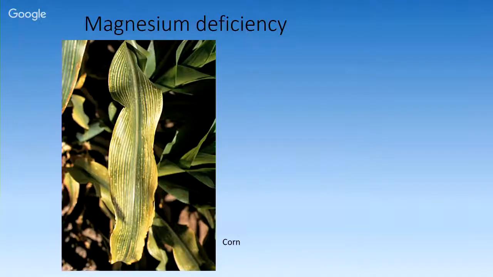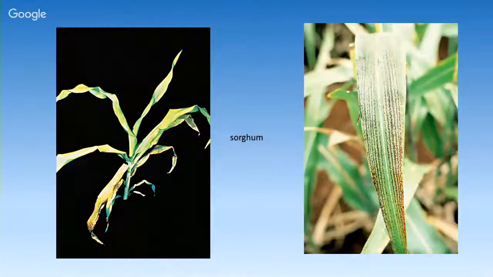Okay, a good look at what it typically looks like on corn. And here we've got sorghum. Sorghum always has to be just that little bit different. And so it tends to go a little more brown in the center than the veins. The leaves are just that little bit different.